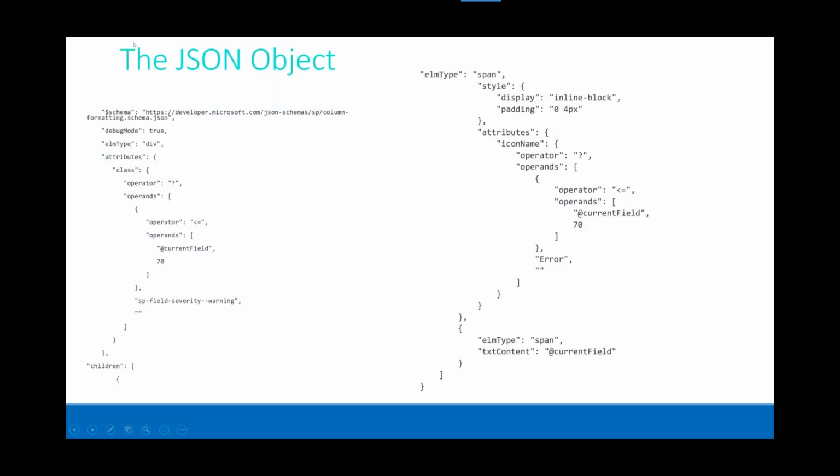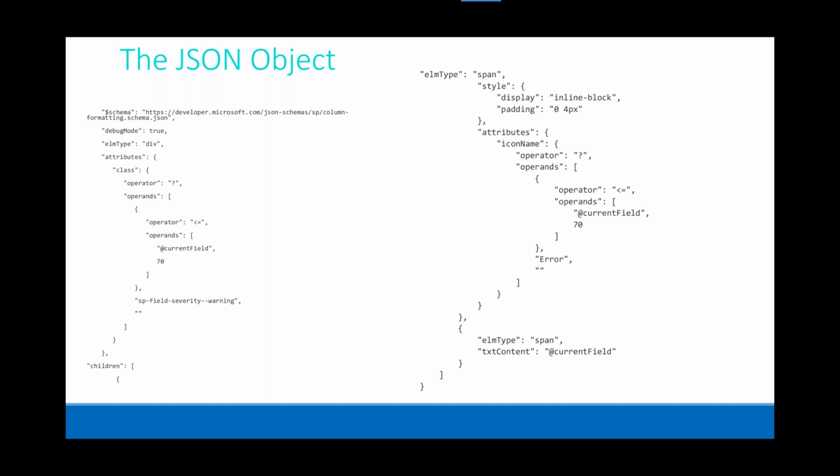So what we're looking at here is a JSON object that is going to be formatting a field. And it looks like maybe a lot of content there. At the end of the day, all this content does is create a yellow background with an exclamation icon. So let me break this down for you so you can understand what this JSON object is doing.